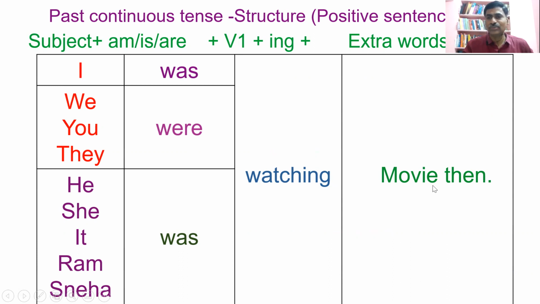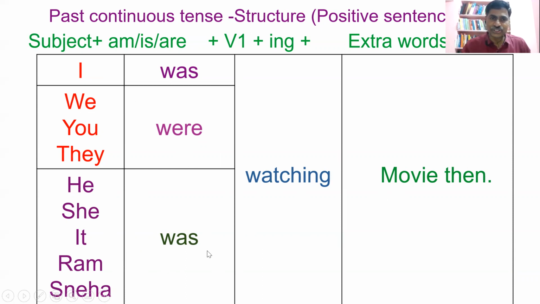You were watching a movie. They were watching a movie. He was watching a movie. She was watching a movie. It was watching a movie. Ram was watching a movie. Sneha was watching a movie. So like this we use the help of this be form.